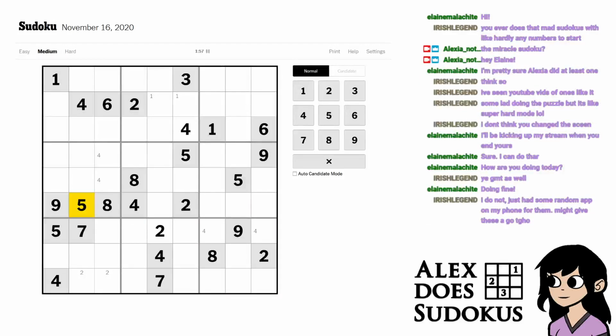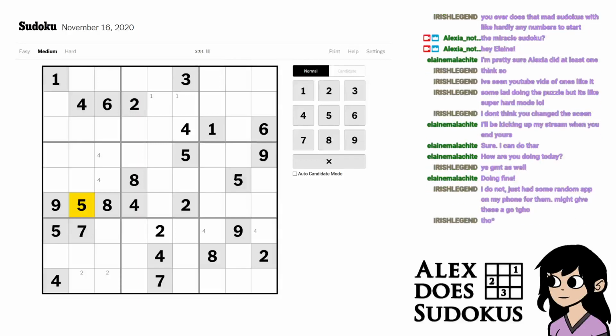I do not, just some random app on my phone. I had automod blocking that word for some reason. I give those a go though. Yeah, the New York Times ones are quite good, so it's definitely worth doing if you enjoy Sudokus.